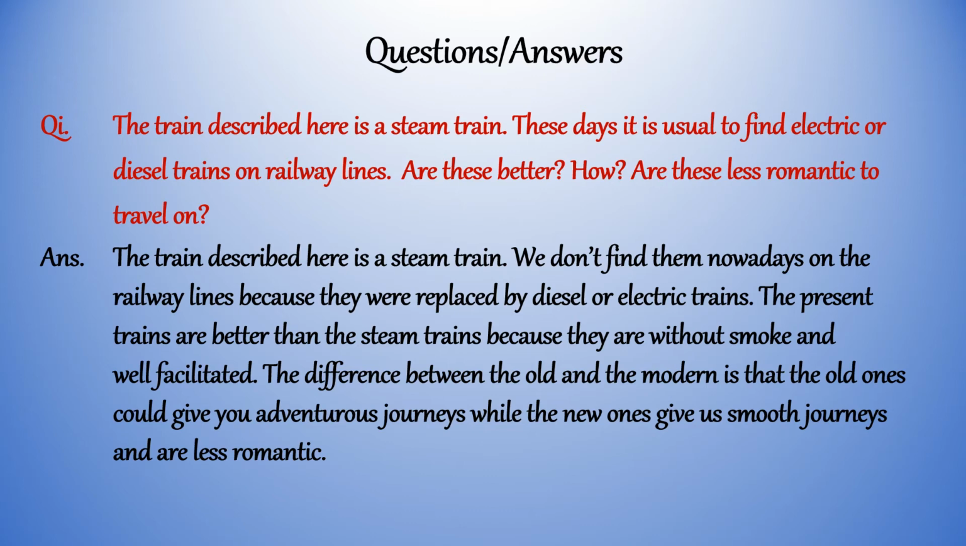Answer. The train described here is a steam engine. We don't find them nowadays on the railway lines because they were replaced by diesel or electric trains. The present trains are better than the steam trains because they are without smoke and well facilitated. The difference between the old and the modern trains is that the old ones would give you adventurous journeys, while the new ones give us smooth journeys but are less romantic.